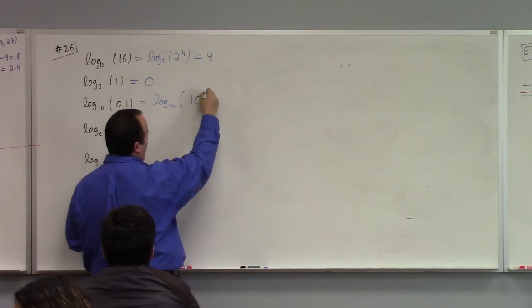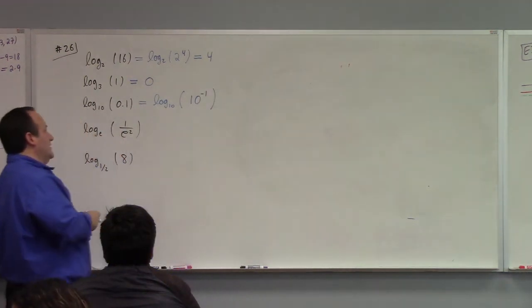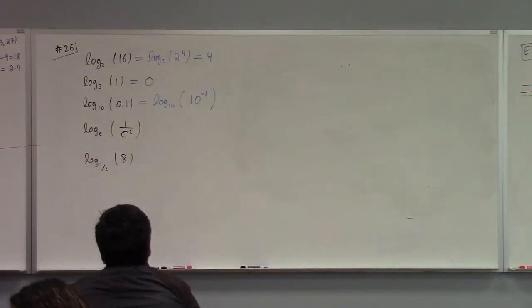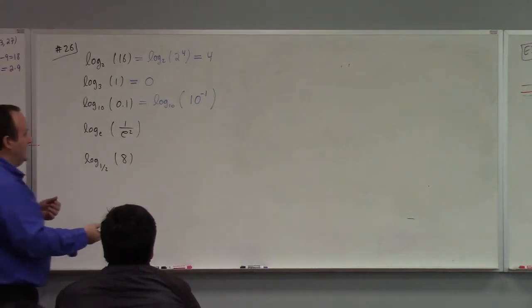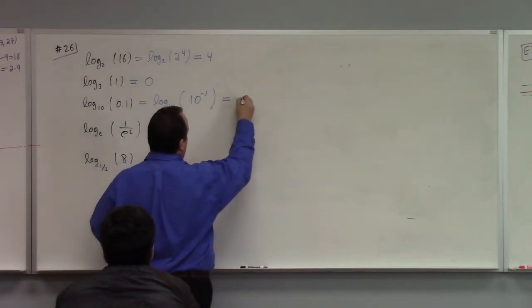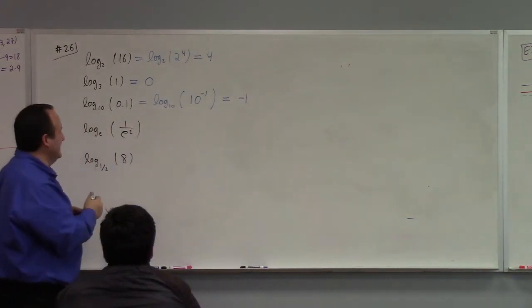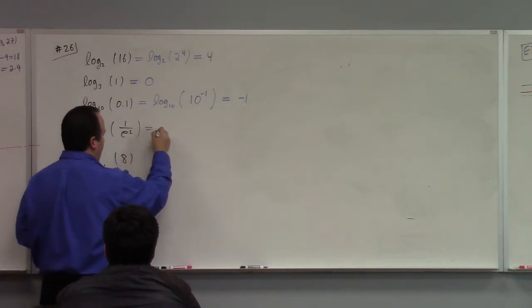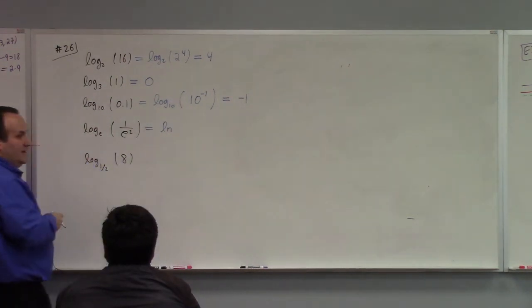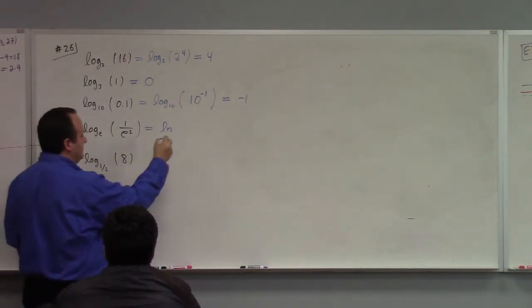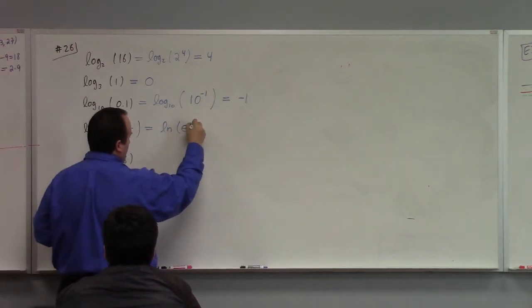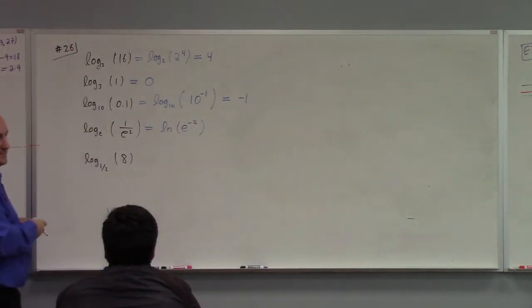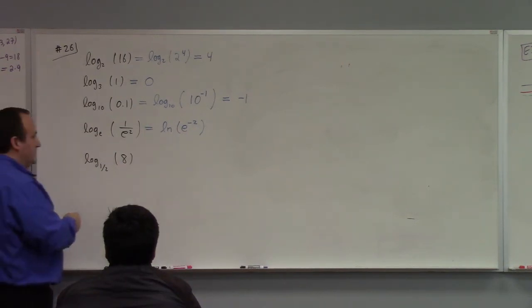So that's 10 to the minus 1, right? So 1/10 is 10 to the minus 1. And now what's the answer? The answer is minus 1, right? Yes. And this one, log base e is natural log, right? And that is e to the what? E to the minus 2. And remember, natural log of e to the minus 2 is minus 2, the answer.